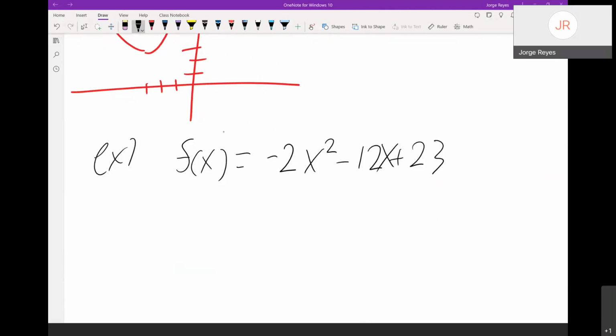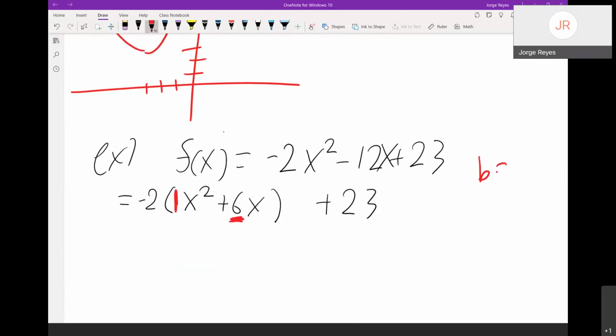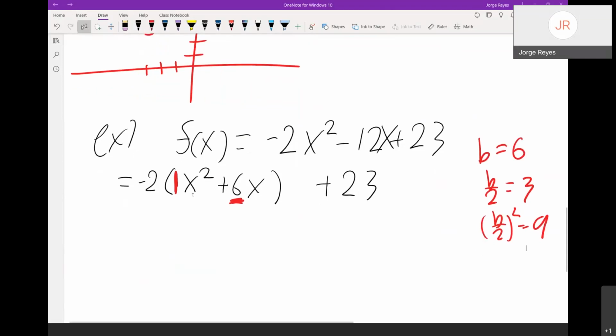What we have to do first, kind of like when we were solving, is get rid of the negative 2. So we do x squared plus 6x. And the 23, I'm really going to forget about it. It's just off to the side. We don't care. After you factor out the minus 2 and you have a 1 here, this is b. So b is 6, b over 2 is 3, and b over 2 squared is 9.